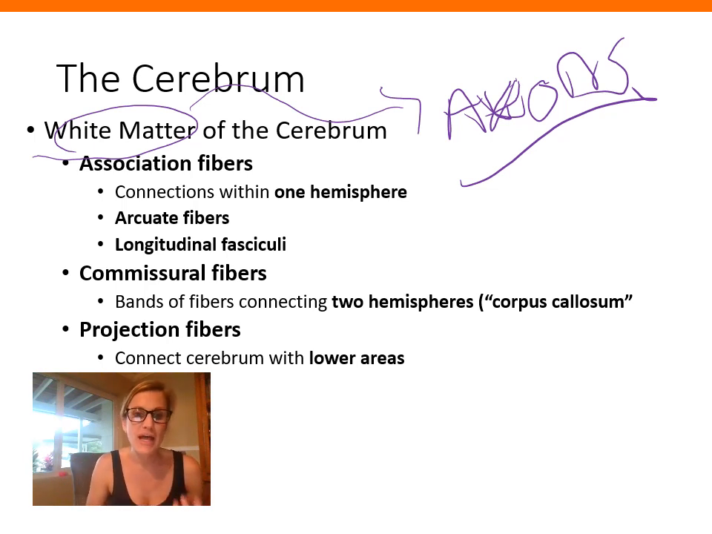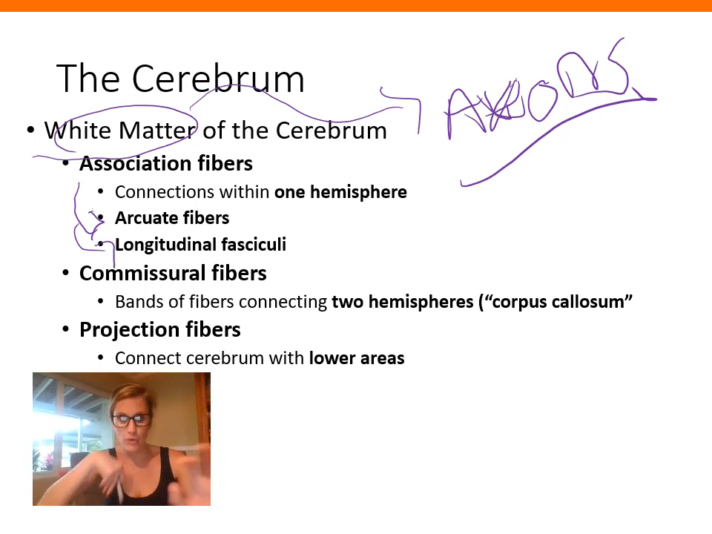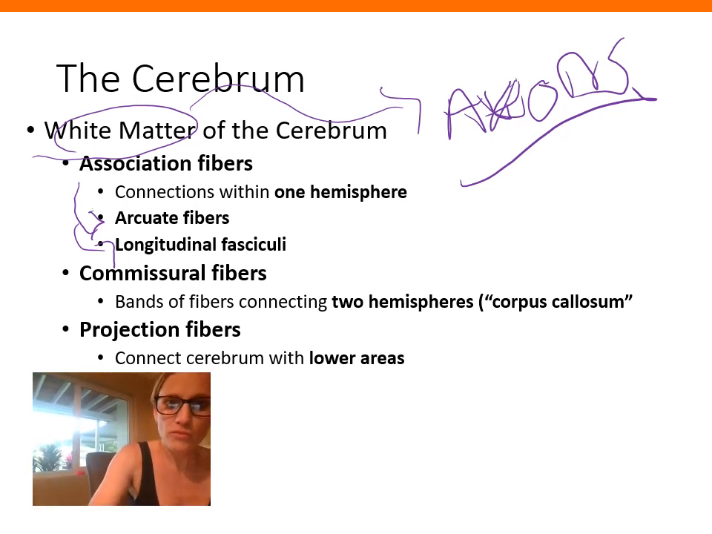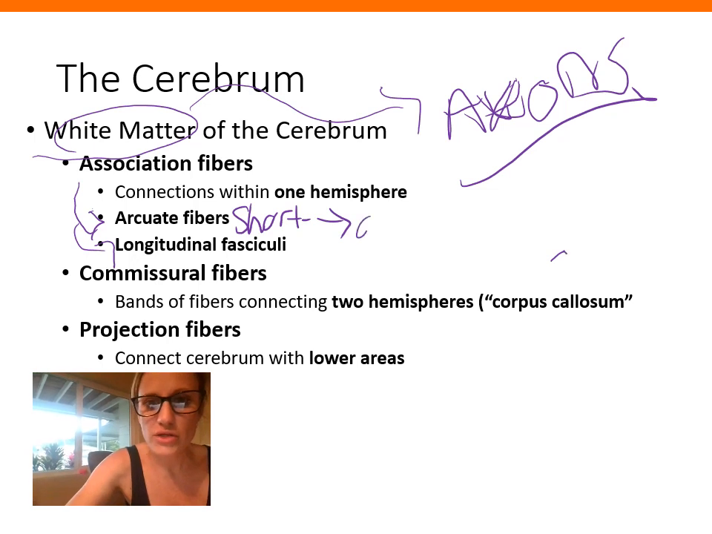Now there are two different types of association fibers: arcuate fibers and longitudinal fasciculi. Both of these are association. So that means that either one of these, arcuate and longitudinal fasciculi, they remain in one hemisphere. Okay, so they're either in the left or in the right. Arcuate fibers are really short fibers that go from one gyrus to a neighboring gyrus.